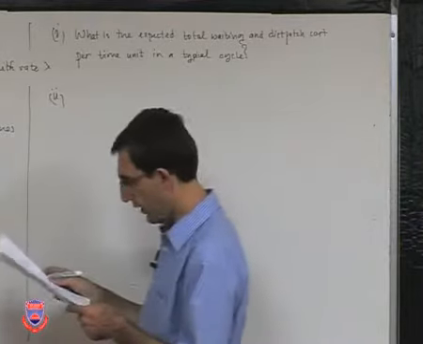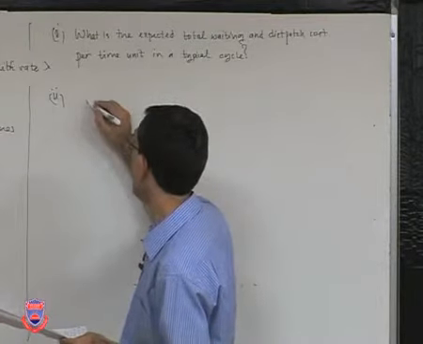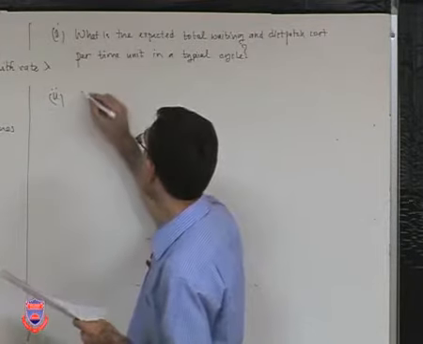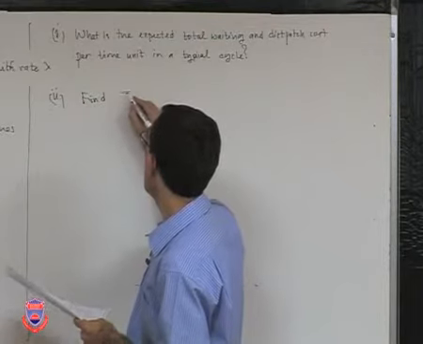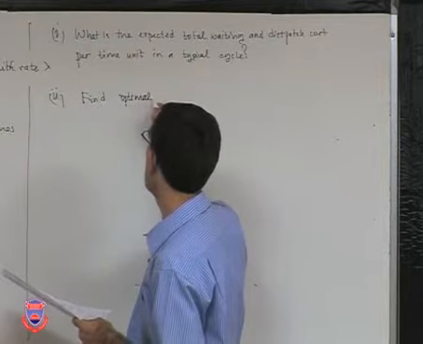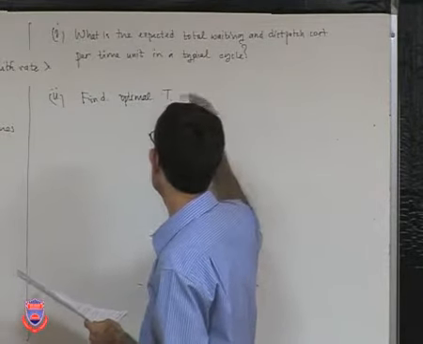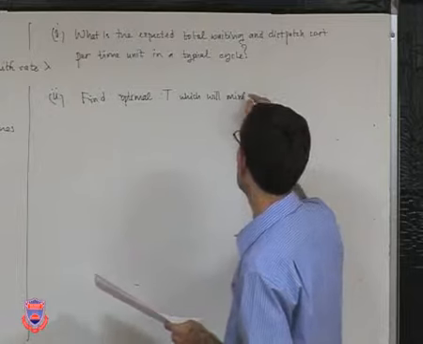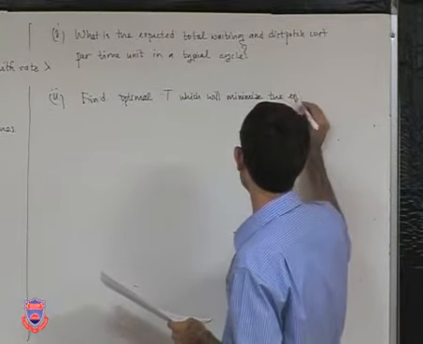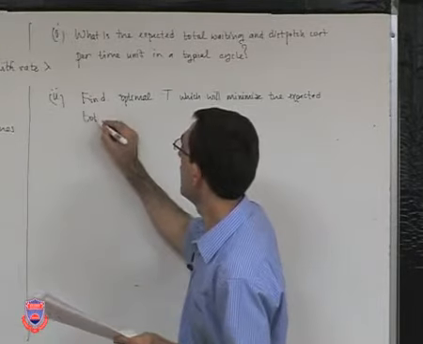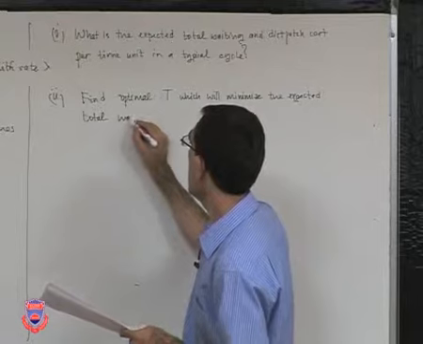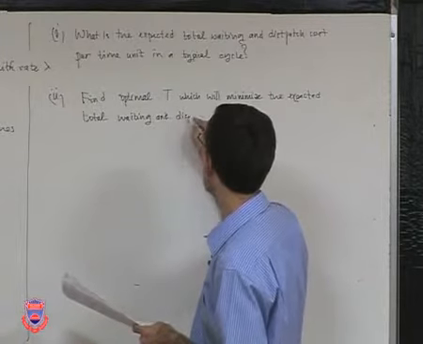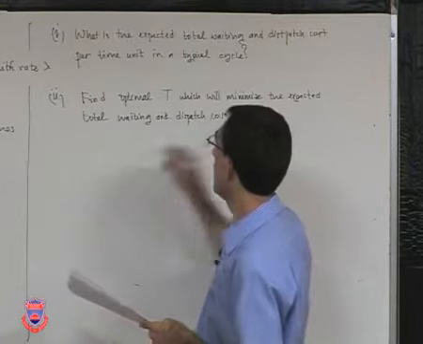And in part B, we would like to find the best T, in the sense that it minimizes the cost per time unit from part A. Find the optimal T, which will minimize the expected total waiting and dispatch cost.